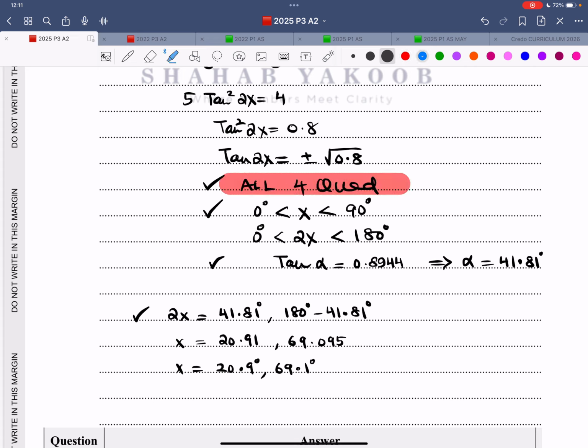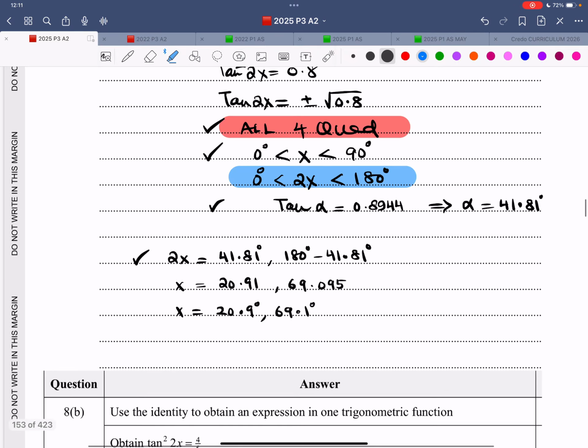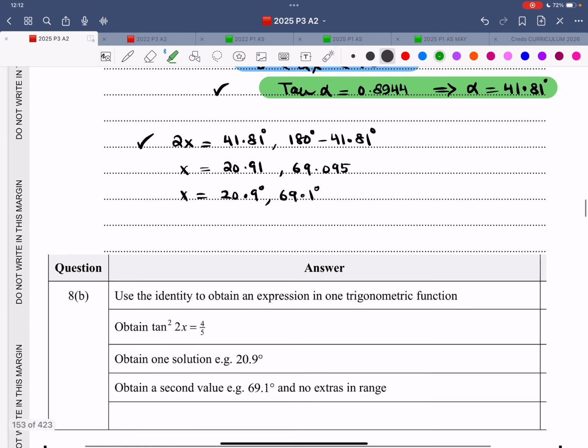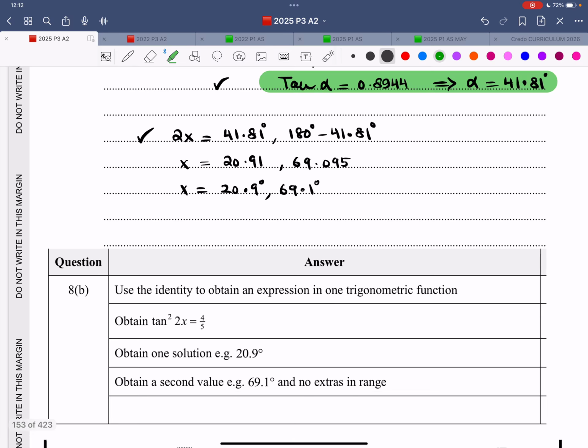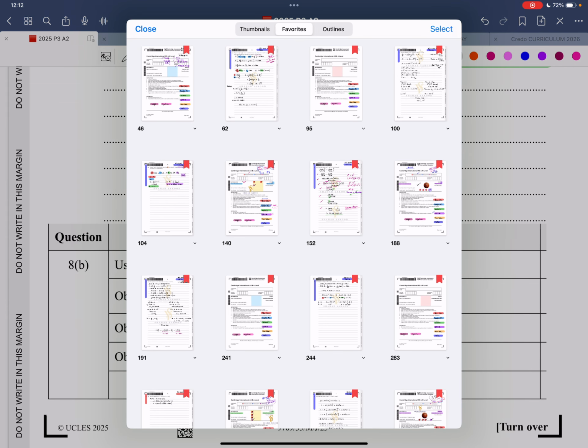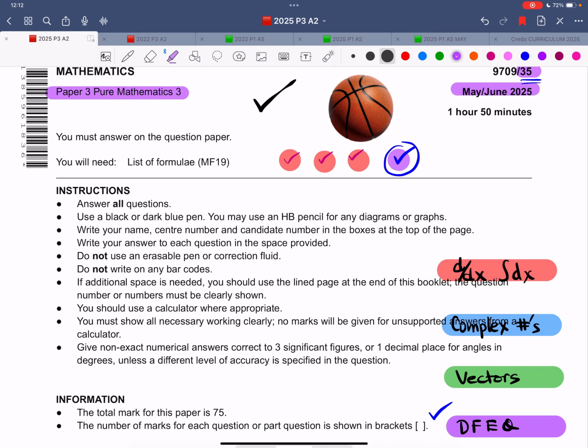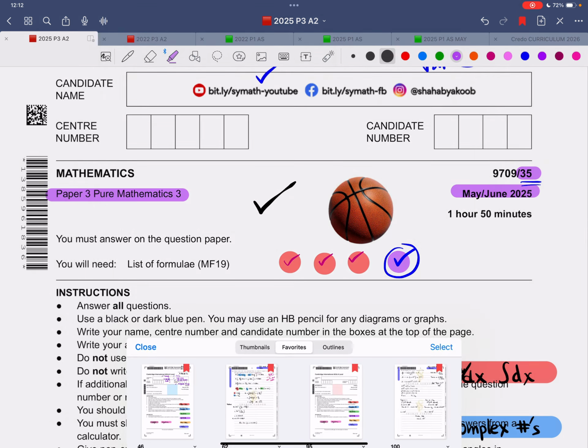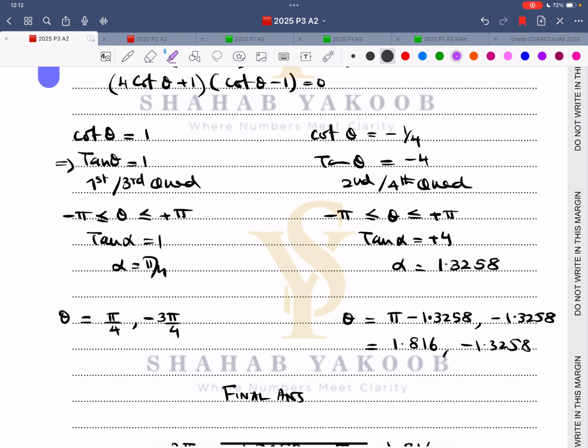Second thing, x lies between 0 and 90. Modification of range, 2x lies between 0 and 180. So technically we'll be using the first 2 quadrants only. The third step, calculation of basic angle, it's in degrees. You get 41.81. Work in 2 dp, final answer 1 dp. Final answer, working towards it, and this is the final answer. I've also attached the mark scheme. So now 1, 2, 3, and I think this is the 4th one. And let's look at this question.